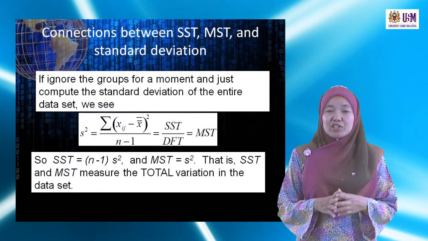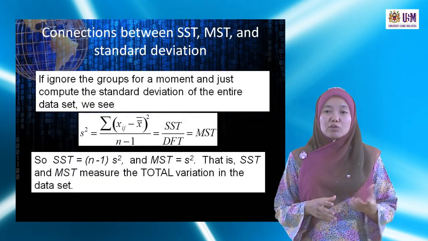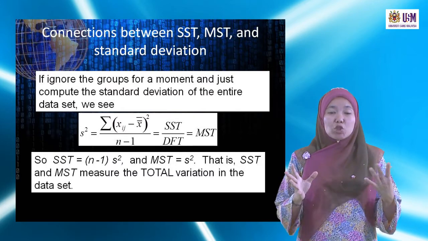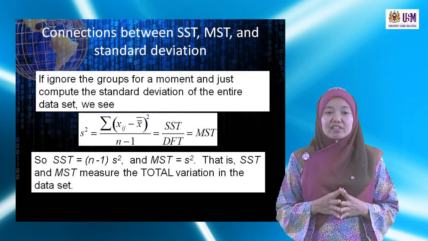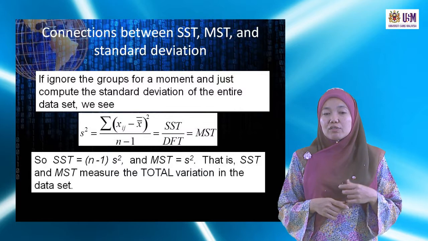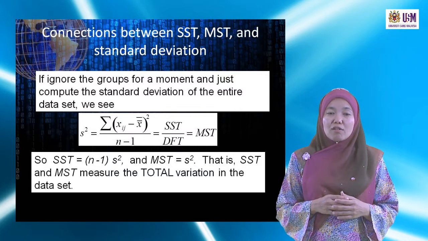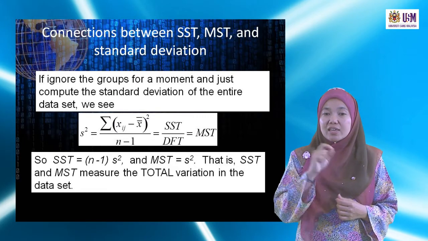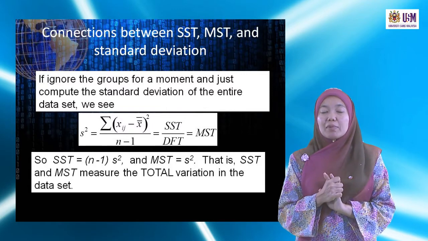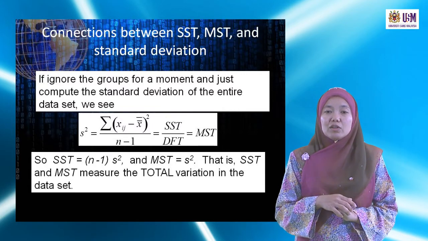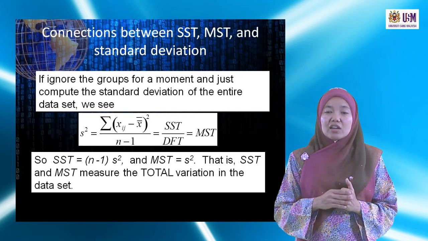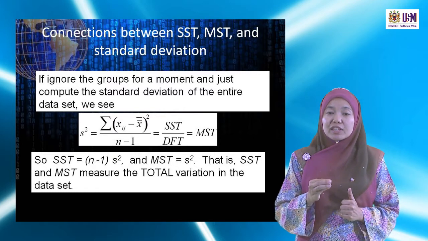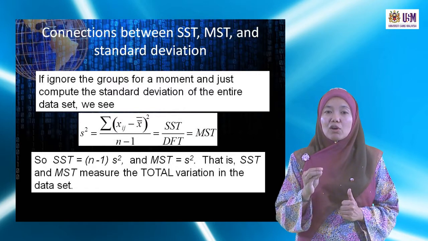Now we are going to look at the connections between sum of squares for treatments, mean square for treatments, and the standard deviation. If you ignore the groups for a moment and just compute the standard deviation of the entire data set, S squared is made up of the formula: you take each X value, deduct the grand mean, square, add up, and divide by all observations minus 1. In short, that is the sum of squares for total divided by the degrees of freedom for total, which gives you the mean square for total.